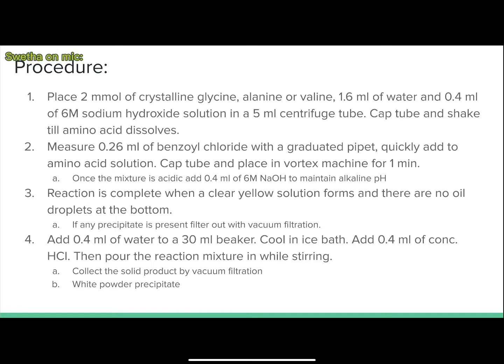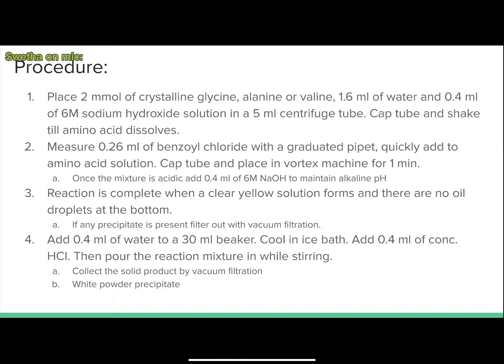The reaction is complete when a clear yellow solution forms and there are no oil droplets at the bottom. If any precipitate is present, filter this out with vacuum filtration. Add 0.4 milliliters of water to a 30 milliliter beaker. Cool this beaker in an ice bath and then add 0.4 milliliters of concentrated hydrochloric acid. Pour the reaction mixture in while stirring. It may be necessary to add another 0.1 milliliters of sodium hydroxide to maintain an alkaline pH here. Collect the solid by vacuum filtration and save the filtrate for later use.